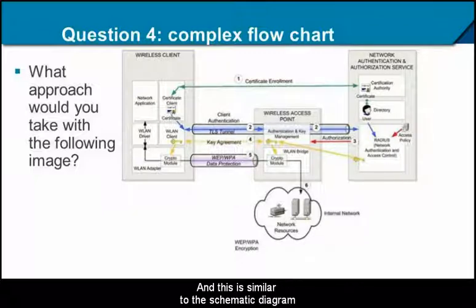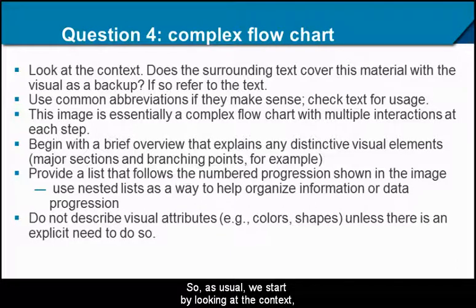And this is similar to the schematic diagram that we saw at the beginning in that it's a set of structured information with some visuals and some text, and we need to approach it in a structured way. So as usual, we start by looking at the context. If we had it, what is the material around this visual? Is this visual only a backup? For example, if this visual was fully described in the text and the image is a backup for those who like to learn visually, then the description might say, diagram of network login, see section 1.1, or something along those lines.